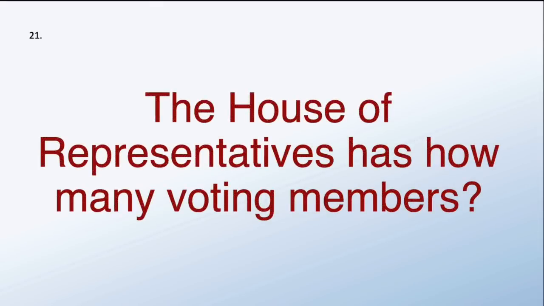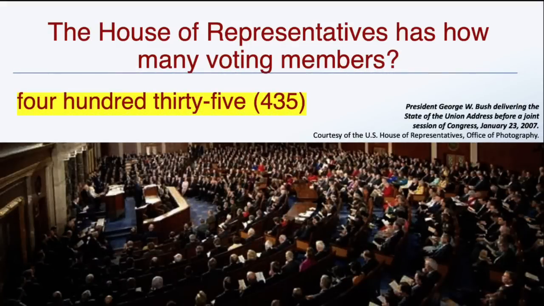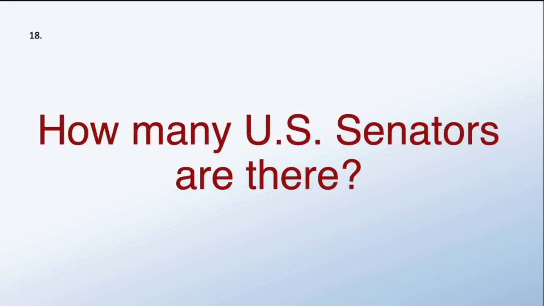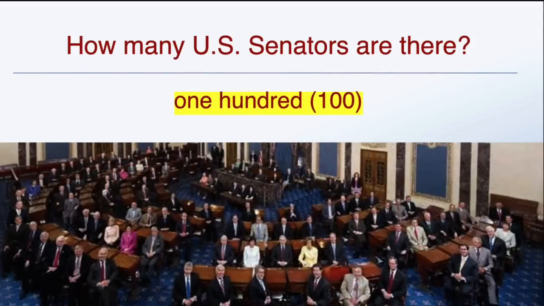The House of Representatives has how many voting members? 435. 435 voting members are in the House of Representatives. How many U.S. senators are there? 100 senators.